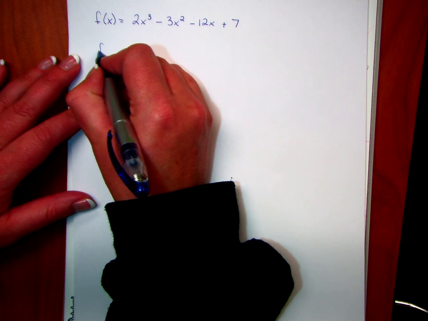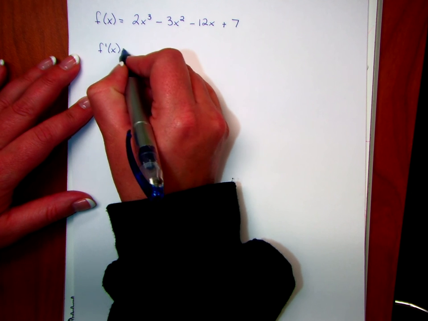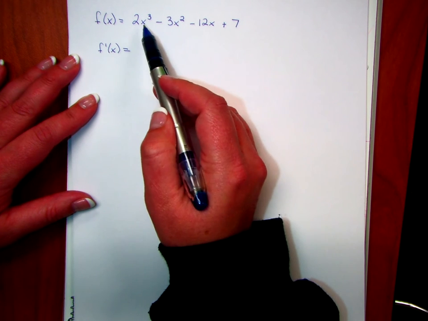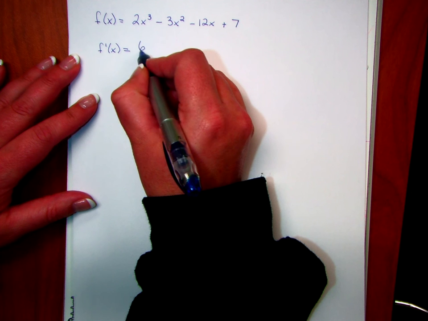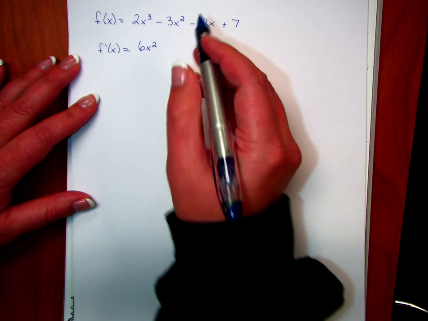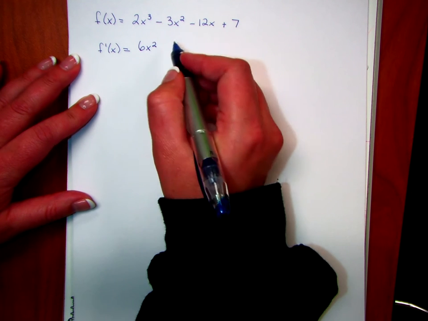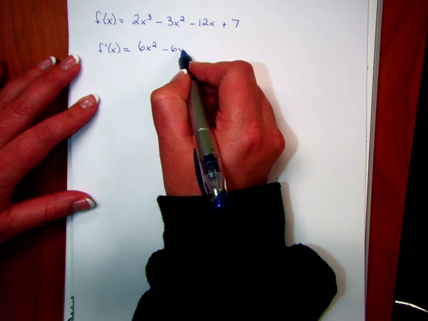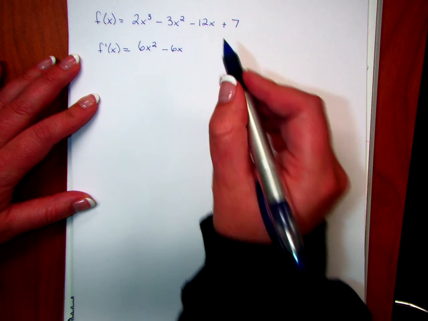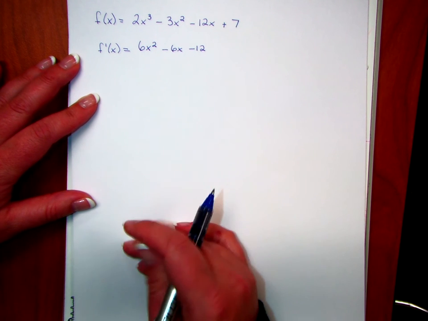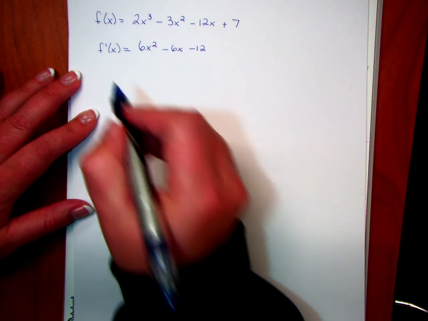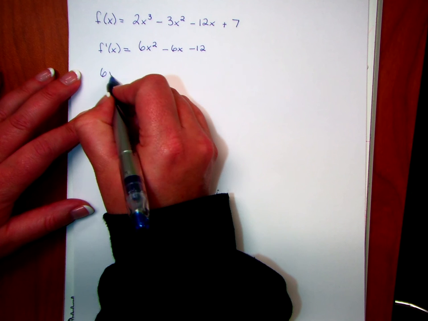The derivative here is fairly straightforward. We just have a bunch of power rules. The derivative of 2x cubed is 6x squared. The derivative of negative 3x squared is negative 6x. The derivative of negative 12x is negative 12. And the derivative of 7 is 0. So I'm going to take this derivative and set it equal to 0.